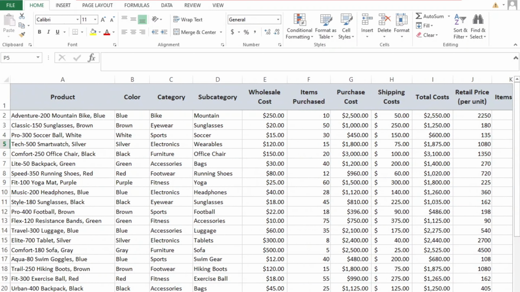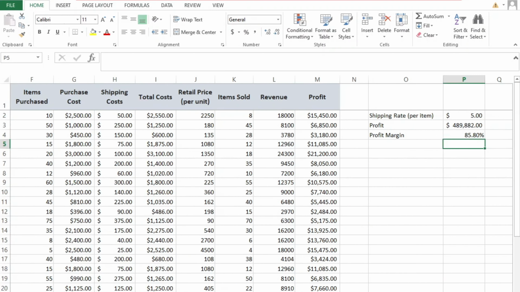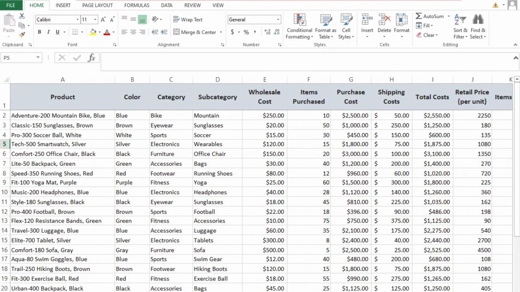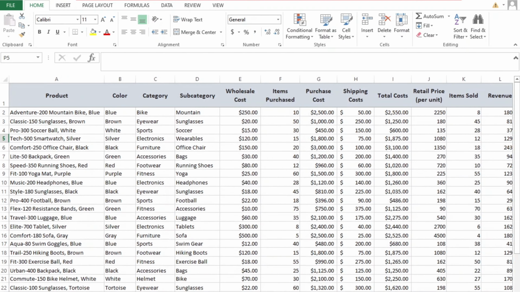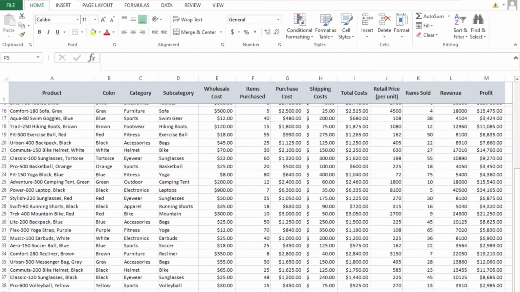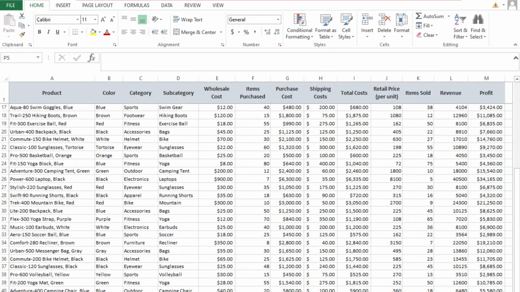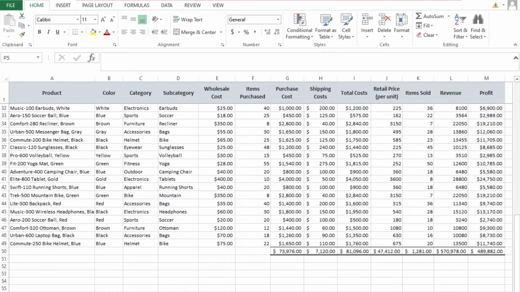In today's lesson, we have dived into a case study on calculating profit and margin using Excel formulas. Remember, the more you practice these formulas, the more proficient you become. So, continue exploring, experimenting with different formulas, and enjoy the process of learning in Excel.